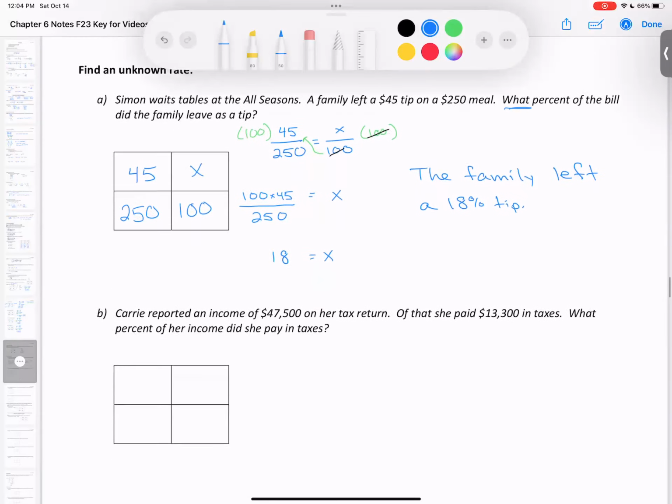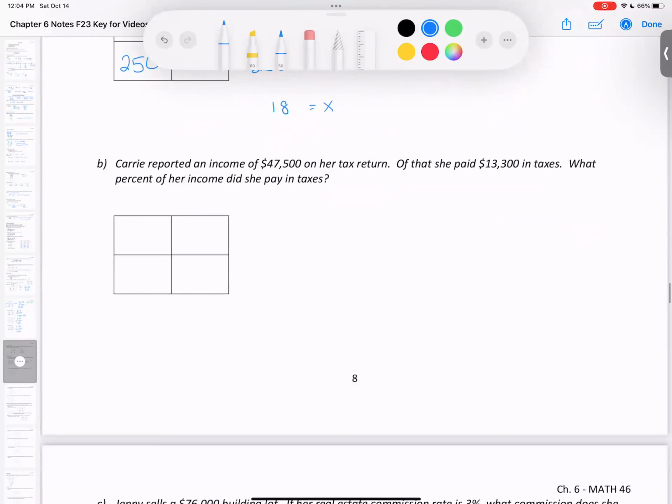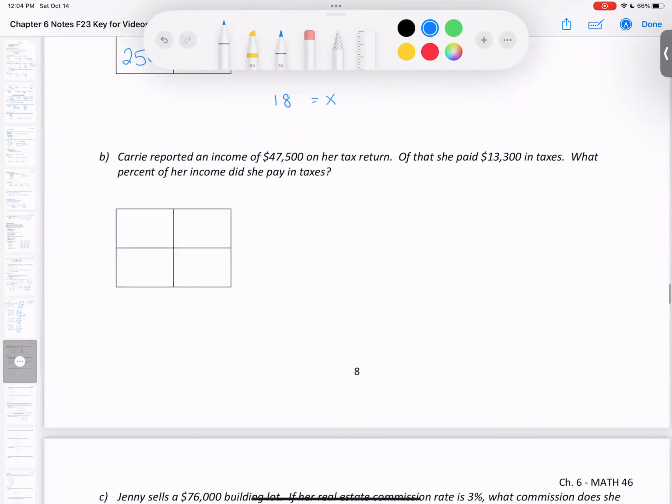Okay, take a look at this next one. Let's set up the box together. Carrie reported an income of $47,500, and of that she's paid $13,300 in taxes. Our question is: what percent of her income did she pay in taxes?